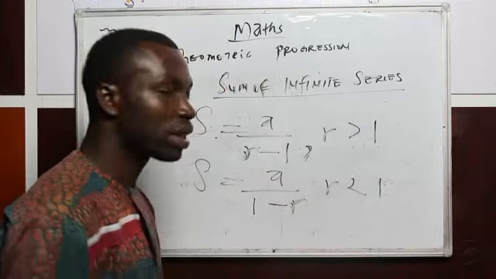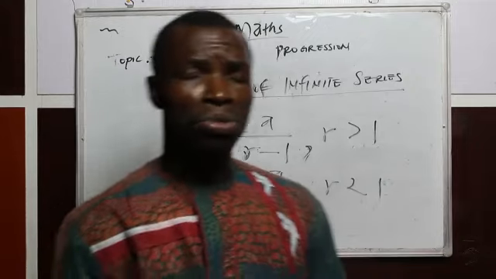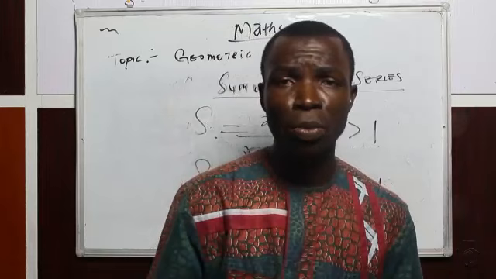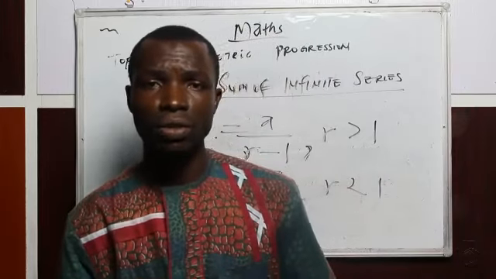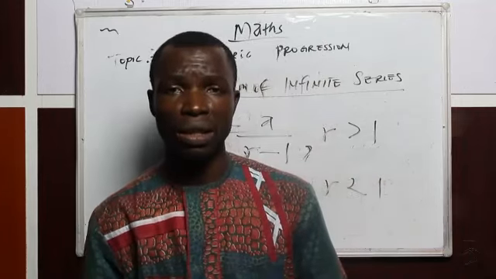Our A is the first term that we all know. Our R is the what? It is the common ratio. With this, I know you have understood geometric progressions, and I know that you will not have any biased mind in solving the questions under geometric progressions. Thank you.